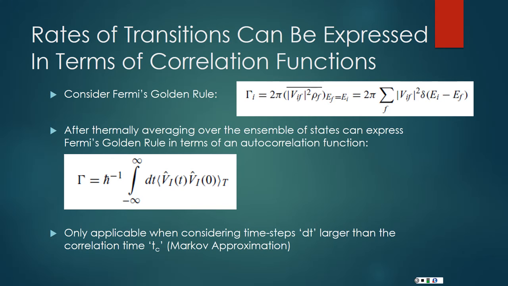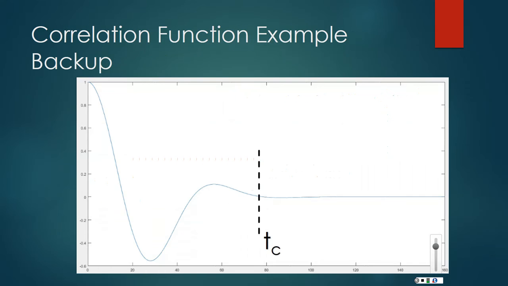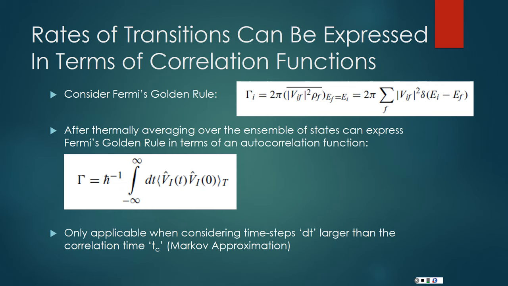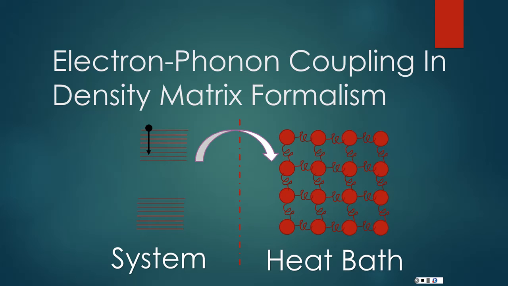And then we can only use correlation functions under the Markov approximation. So we're not really integrating here; we're considering discrete time steps. If we look back here, we want our time step to be bigger than the correlation time, so that our operators will be independent of one another when we do the calculations. So that was it about correlation functions. Now we'll use them to get our dissipation rates for electron-phonon coupling in the density matrix formalism.